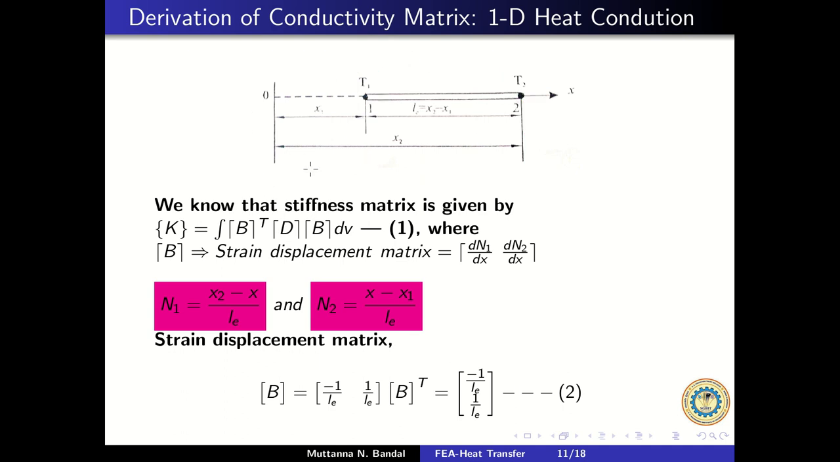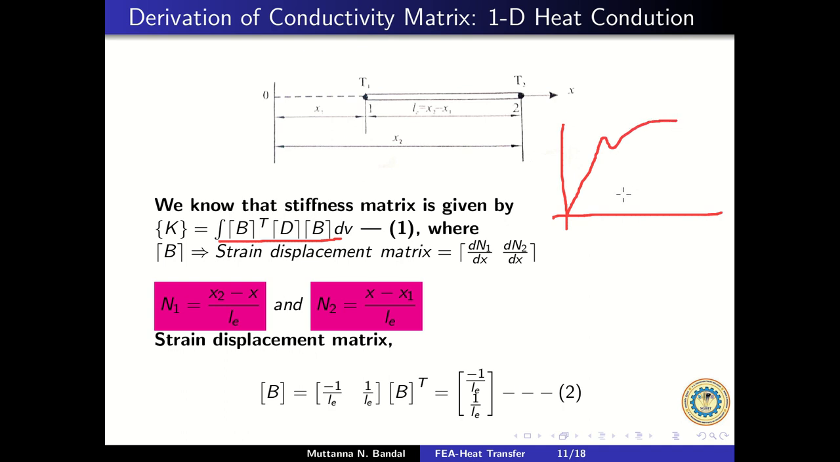Now if I consider this from the stiffness matrix, we know that K is equal to the integration of B transpose D into B matrix into dV. So this is with respect to volume. Now how we got this equation, we have already done in the structural part. Let me explain once again.